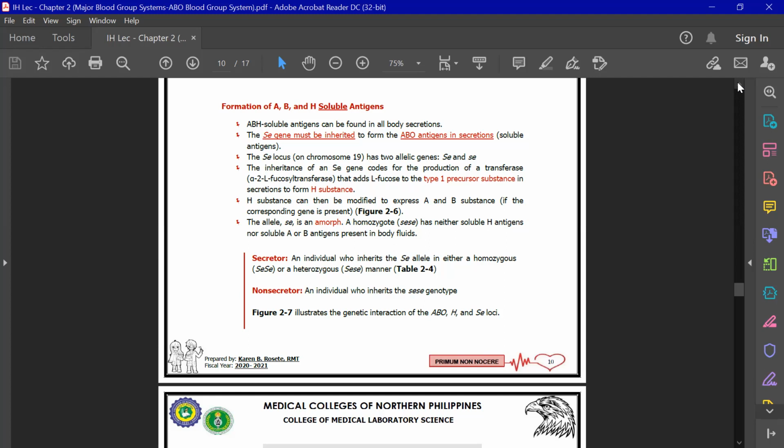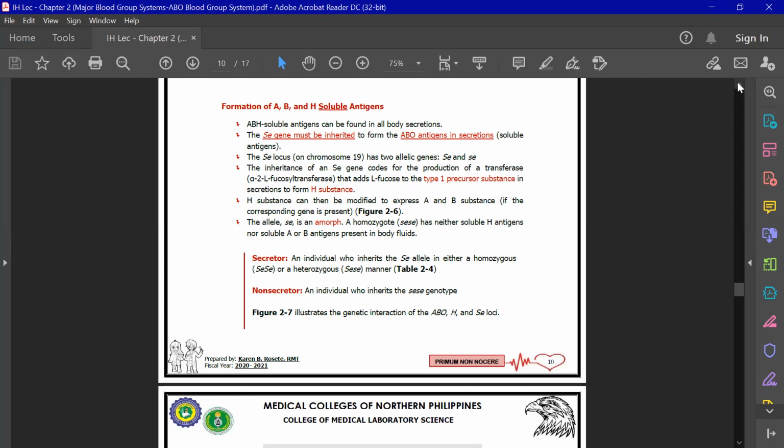Okay. So ABH soluble antigens can be found in all body secretions, sabi ko kanina, except for your CSF. And the SE gene must be inherited to form now your ABO antigens in your secretions. So the SE gene is being located on your chromosome 19 together with your H gene. Tama? Kasi your H gene is being located on your chromosome 19.